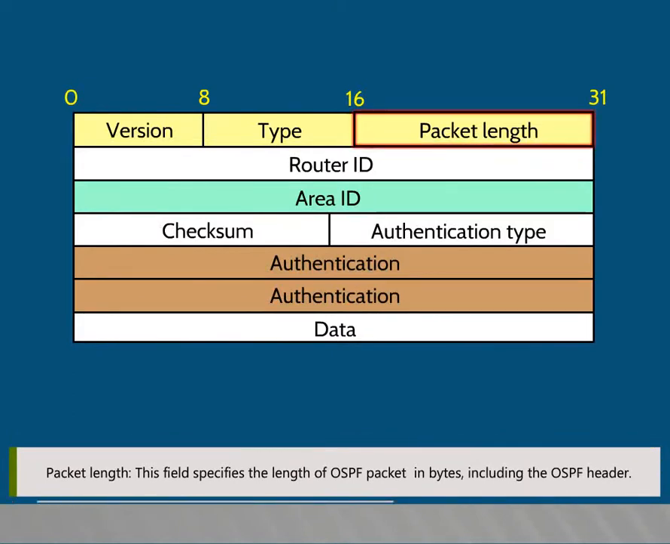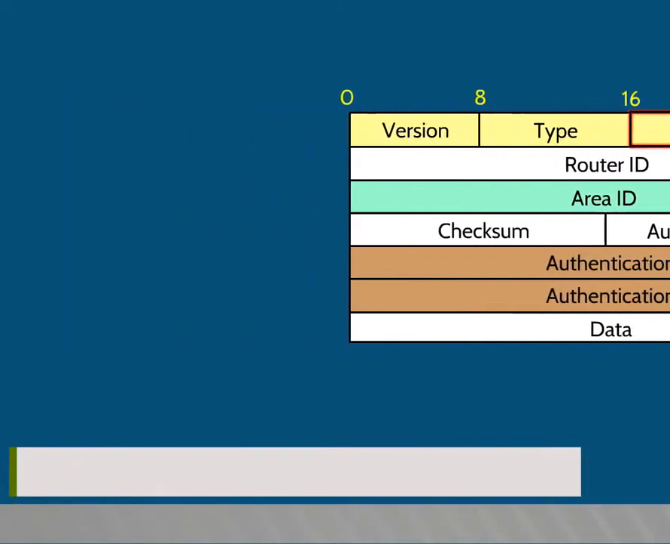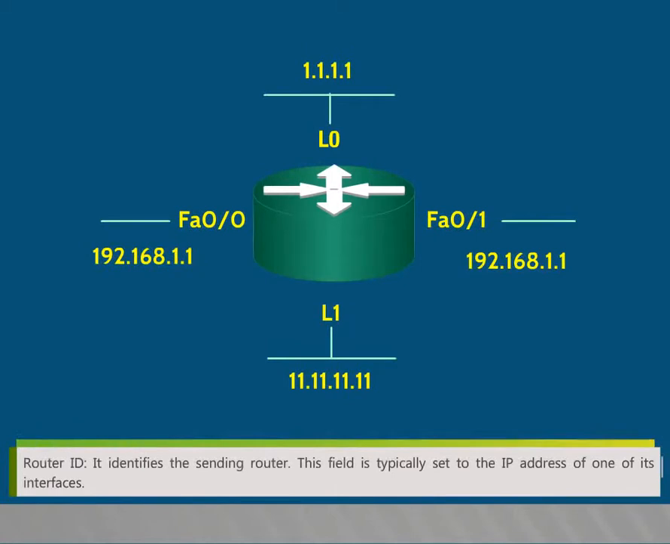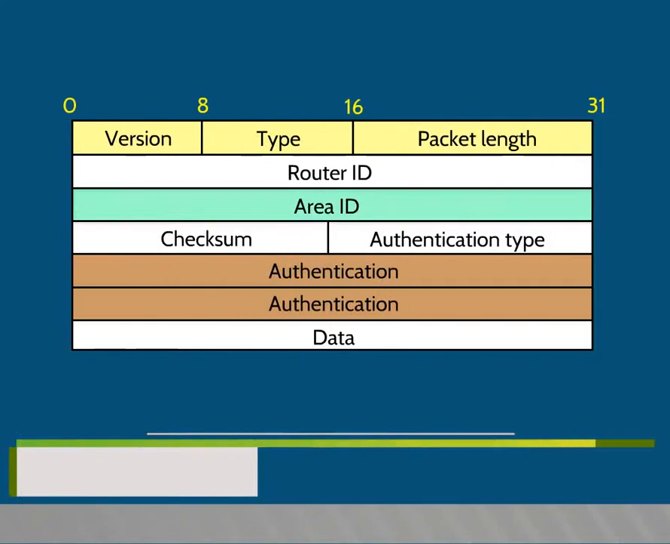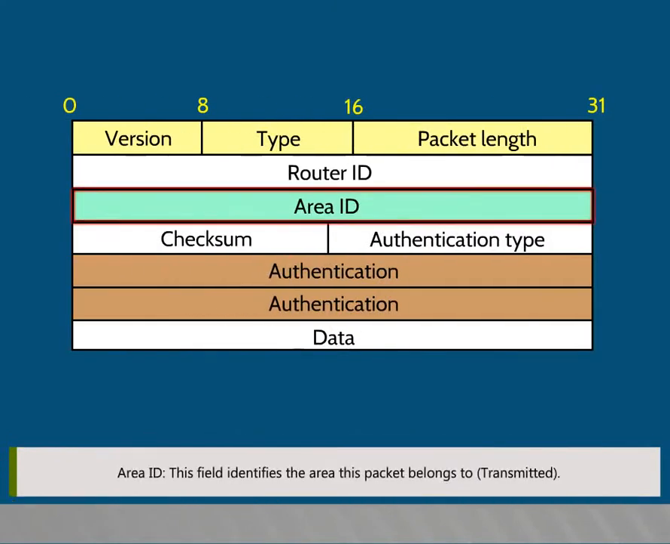Packet length. This field specifies the length of the OSPF packet in bytes, including the OSPF header. Router ID. It identifies the sending router. This field is typically set to the IP address of one of its interfaces. Area ID. This field identifies the area that this transmitted packet belongs to.